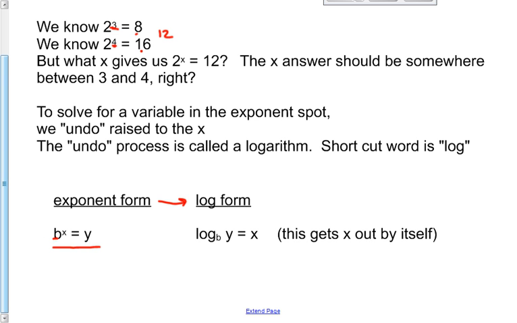So the base, which is your b, becomes the subscript base in the logarithm. And then log base b of y equals x. So this is our way to get our x out by itself. The exponent here then ends up being on the other side, out by itself. And we have just been able to solve for that x.